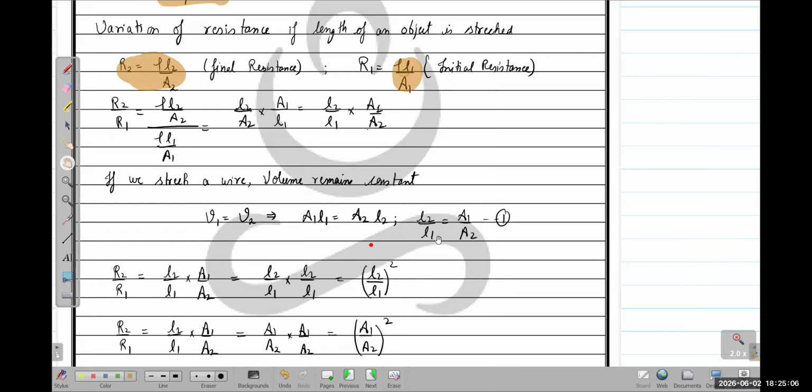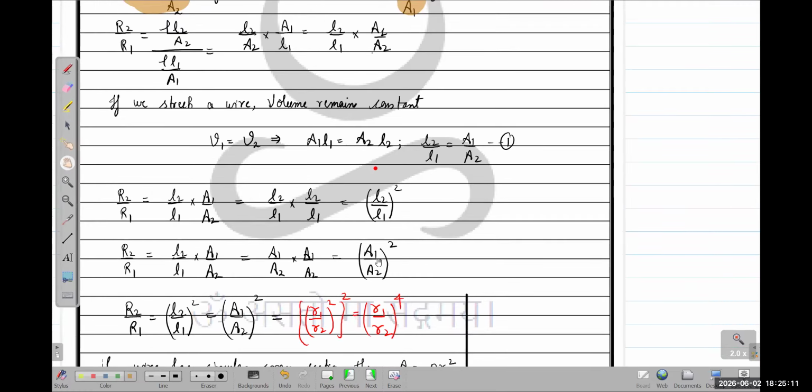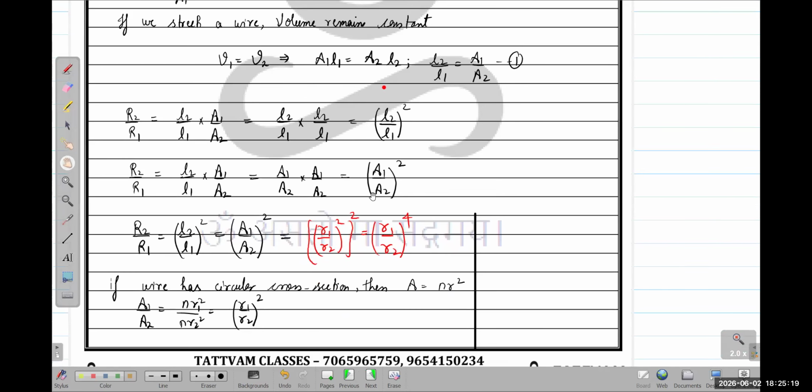So I can replace L2 by L1 with A1 by A2, or I can replace A1 by A2 with L2 by L1. If I replace area, I'll get L2 by L1 whole square. If I replace length, I'll get A1 by A2 whole square. But area is also related to radius. If the wire is cylindrical, this is circular, so I can write pi R1 square by pi R2 square, whole square, which will be R1 to the power 4 by R2 to the power 4. We can also relate this with diameter, so D1 upon D2 whole to the power 4. Is it making sense or not? This is what is written here also.